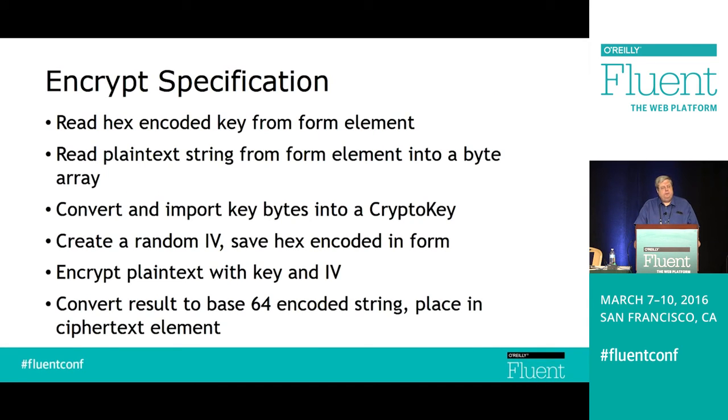So for encrypt, when you click the encrypt button, you're going to want to read the hex encoding of the key that's in the form element. You're going to want to read the plain text from the form. You're going to get that hex encoded key and somehow get it into a crypto key object by first converting it to an array buffer and then using import key to create a crypto key. You're going to create a random initialization vector and save that in the form so it can be seen later. And then you're finally going to be able to encrypt your plain text with the key and initialization vector, base64 encode the result of that, and put it in the form.